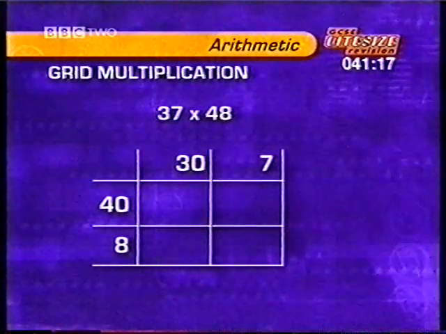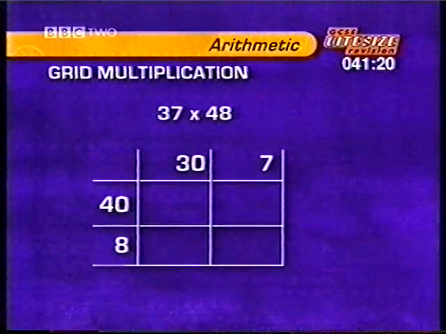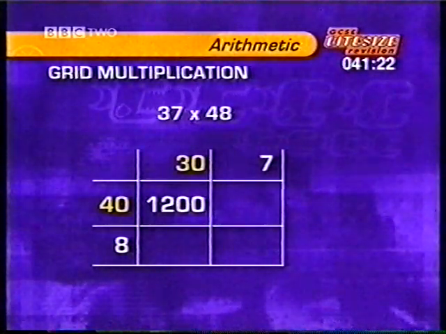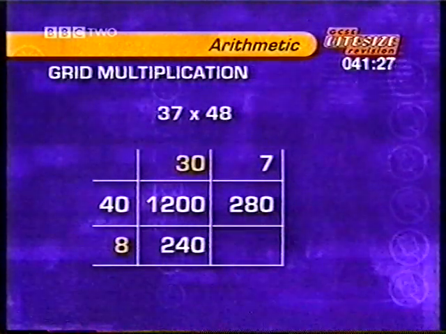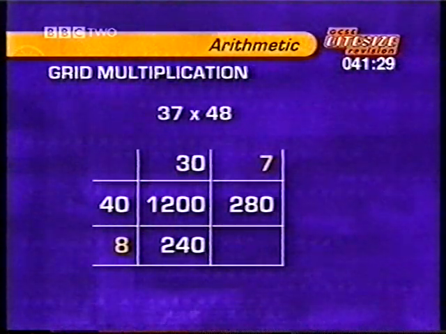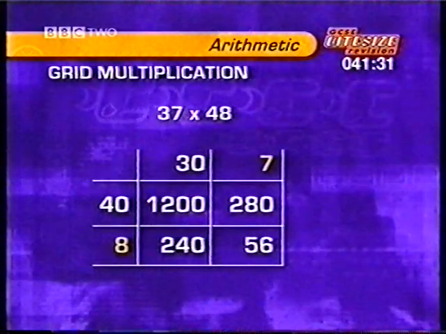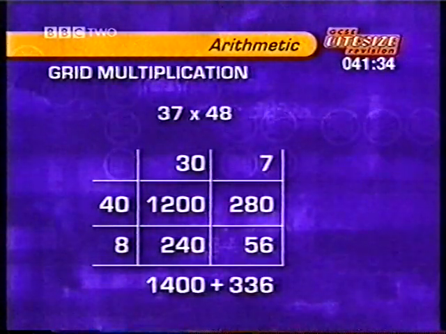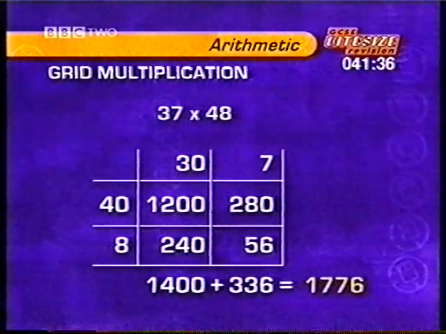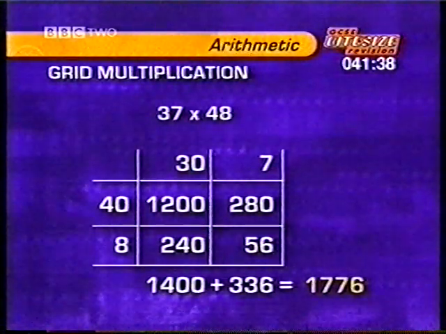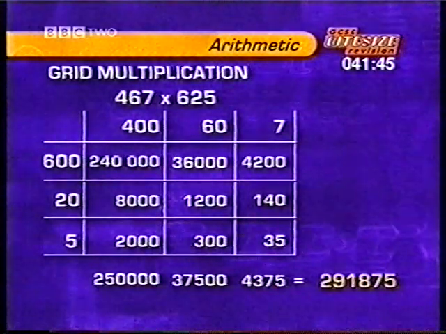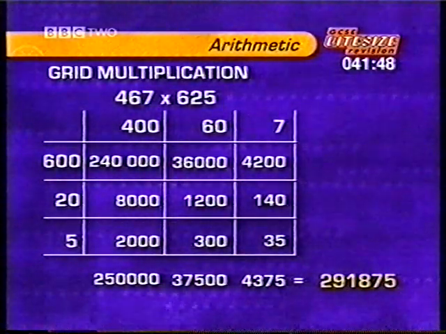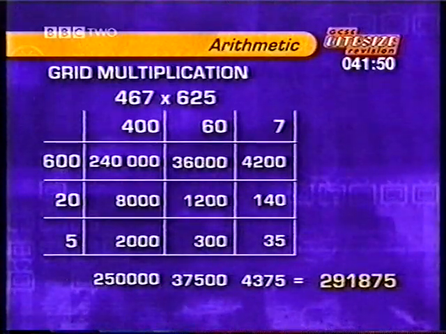Then complete the grid by multiplying each pair of numbers. 40 times 30 is 1200, 40 times 7 is 280, 8 times 30 is 240, and 8 times 7 is 56. Add the numbers in each cell to give the answer, 1776. For large numbers, like 467 multiplied by 625, the grid still works, though it will be bigger to accommodate the extra place values, and you need to make sure you get the right number of zeros.